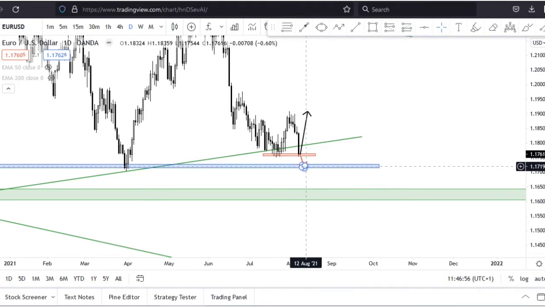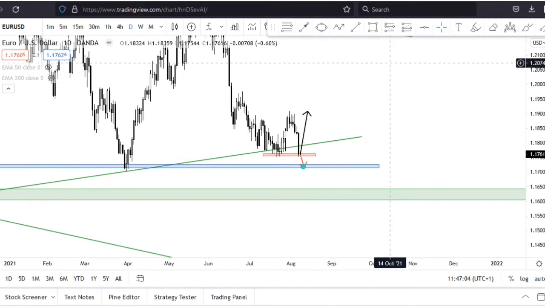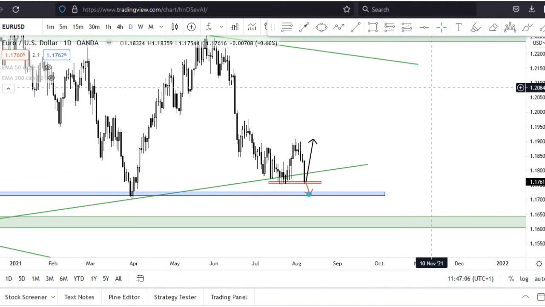So again, the 1.172 level is our key area that we'll be looking to take our opportunities from. So that's my analysis for Euro USD. Next, I'll be looking at GBP USD.